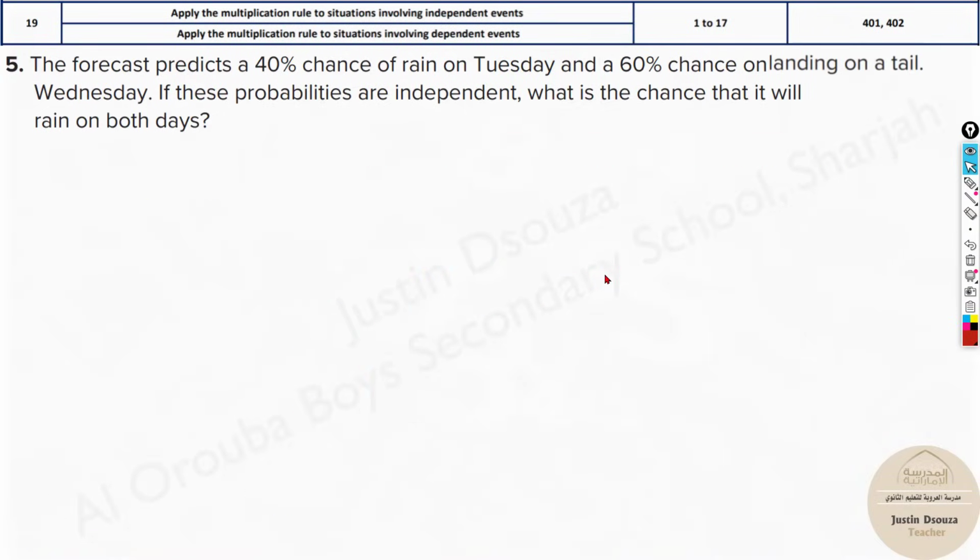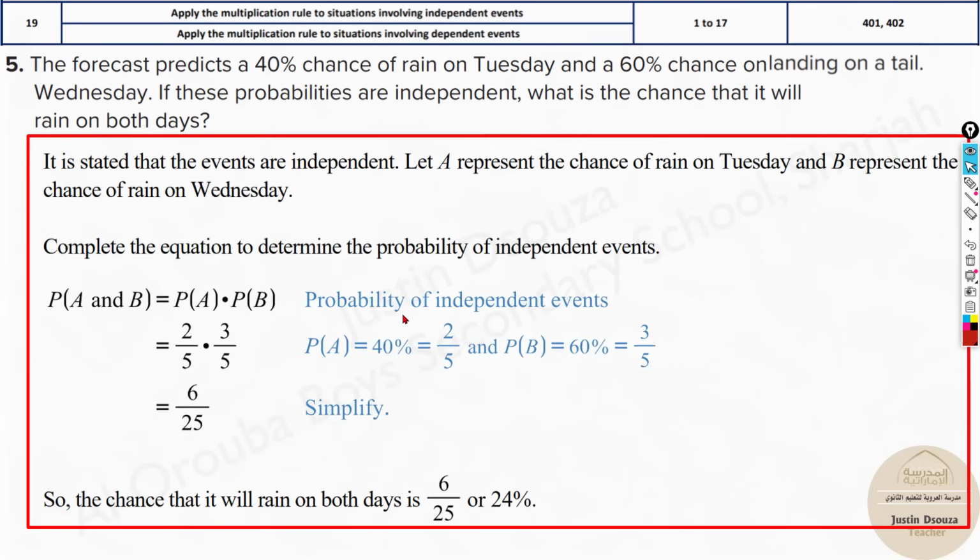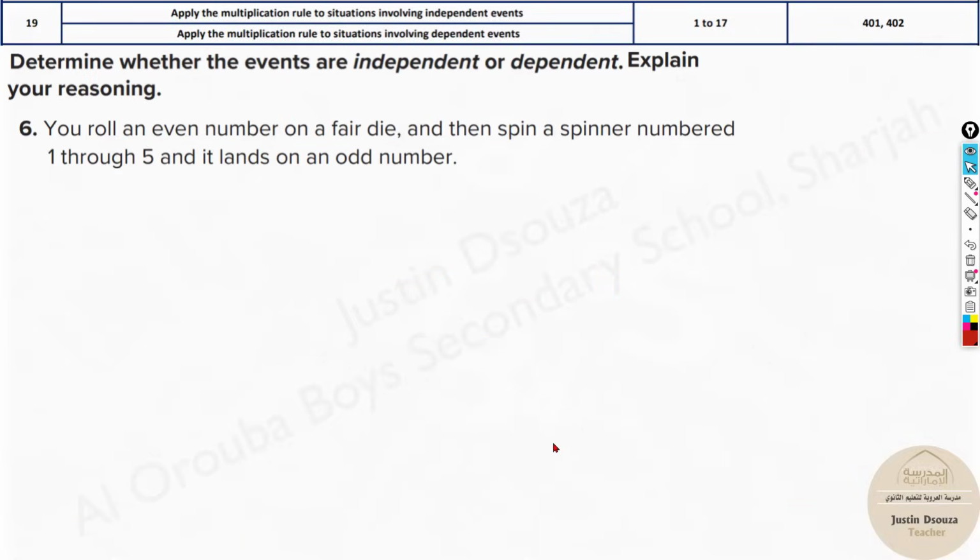This is independent events. Now, here again, it's a very simple one. Please do try to solve it by yourself. They have told the probability of the rain on 2 days. And what is the probability it will happen on both the days? Just multiply those probabilities. That's it. 40% is 2 by 5. 60% is 3 by 5. You're multiplying them. You'll get the answer.